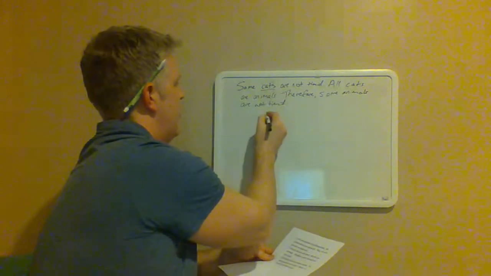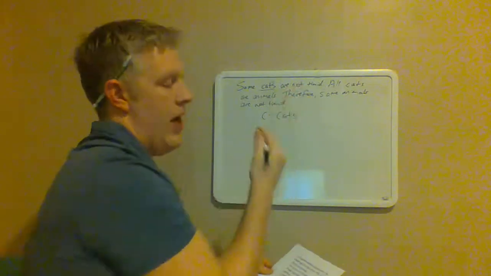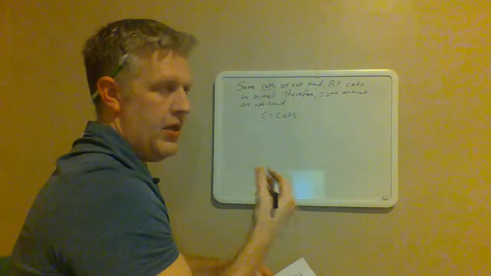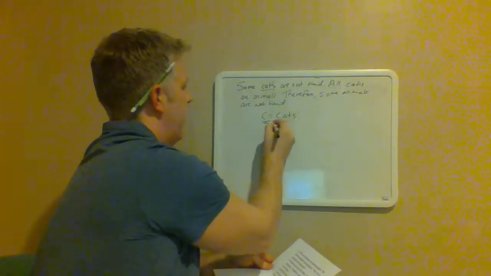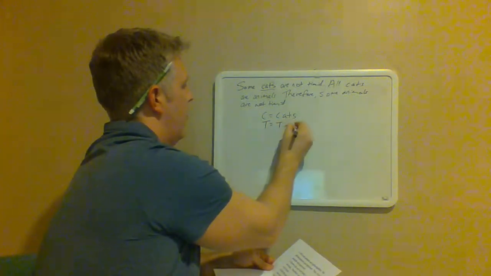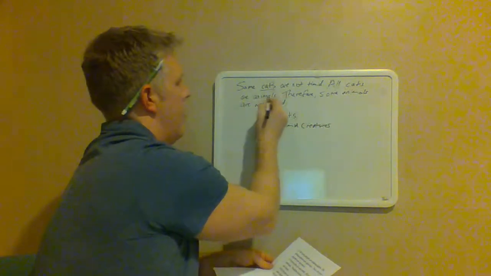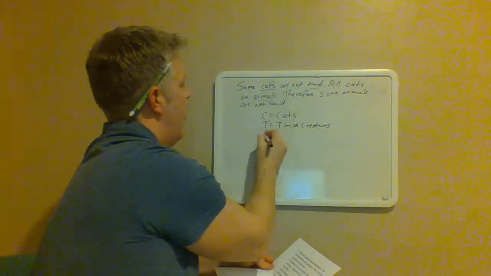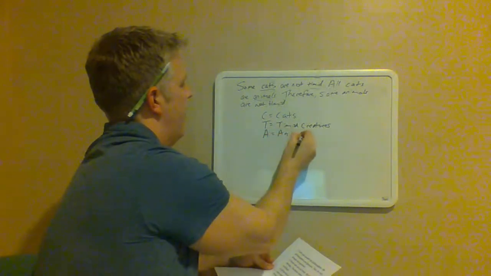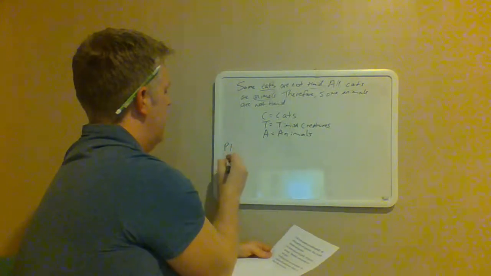Cats, that's easy. We'll just do C. Okay. Timid, not going to work, right? We need a noun or noun phrase. That's just an adjective. So we'll go ahead and put T for timid creatures. And then the third and final term would be A for animals. So let's go ahead and write out our categorical syllogism here.